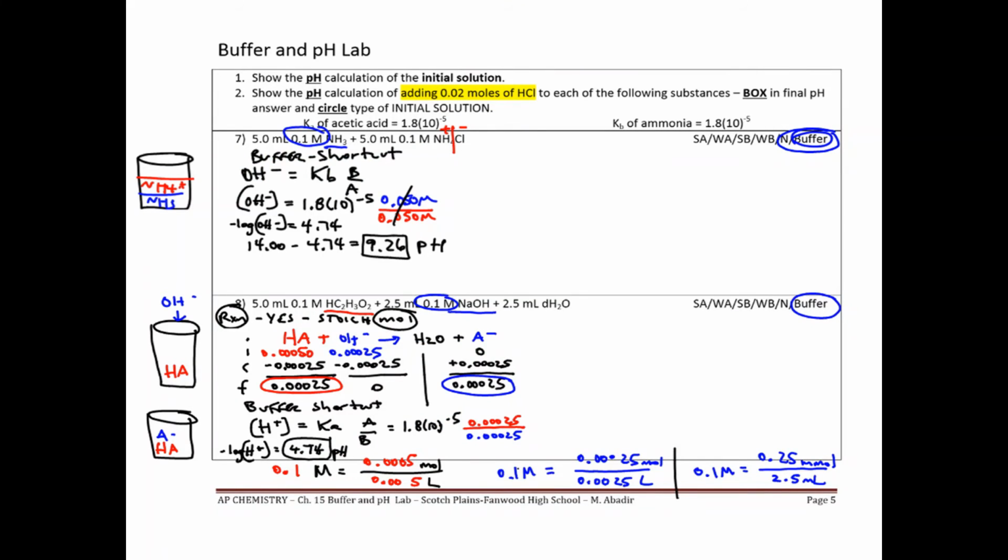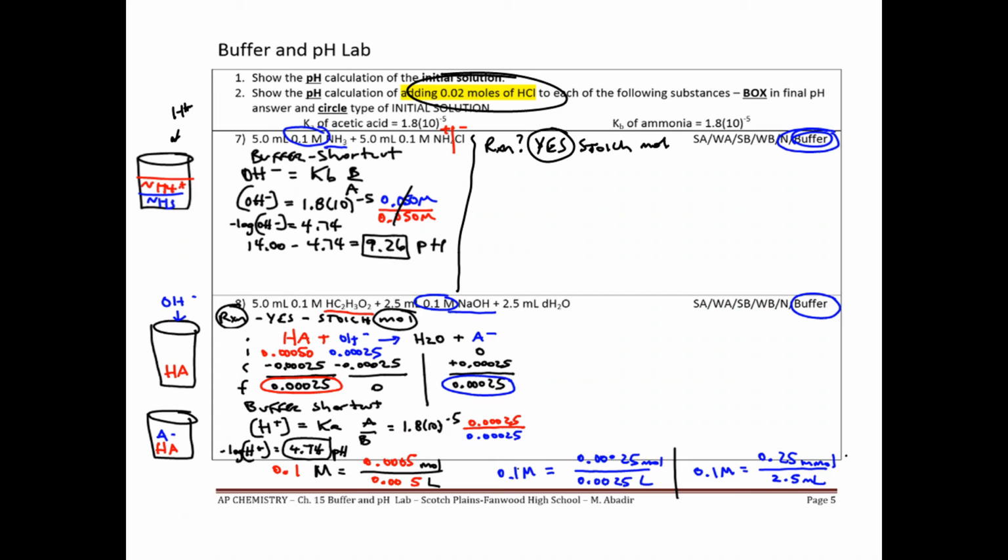All right, what happens when we add 0.02 moles of H plus into this beaker in number 7? This beaker is a buffer. So when you add an acid into a buffer, is there a reaction? The answer will be yes. Whenever you add any acid or base into a buffer, it will react. So we do stoichiometric moles.